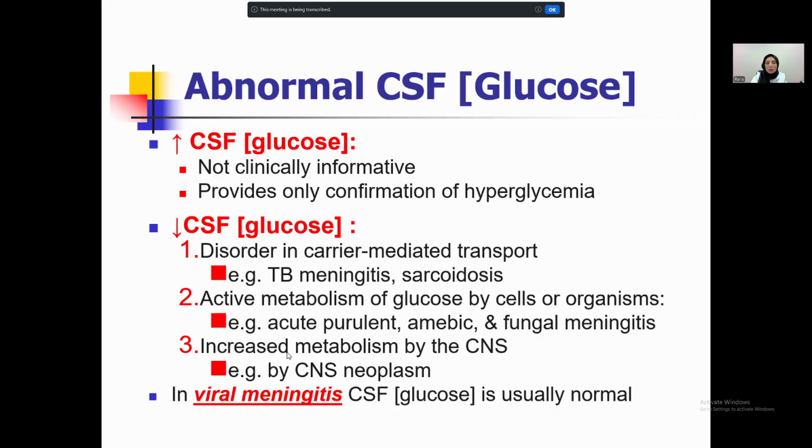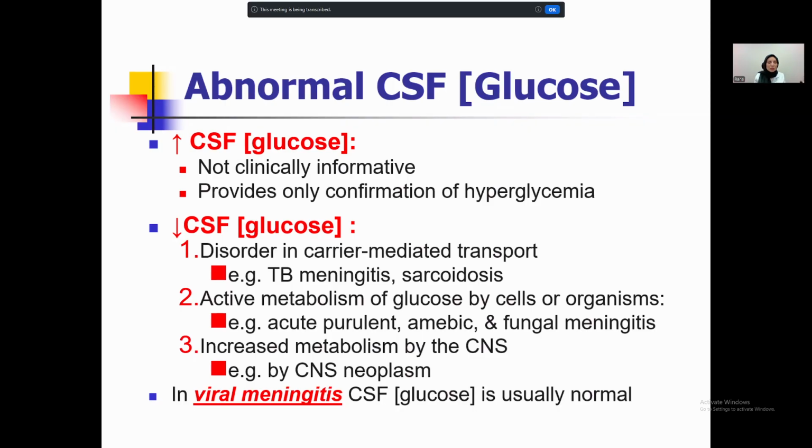Another example is increased metabolism not by an organism coming from outside, but by the CNS itself when we have cancer or neoplasm. When we have cancer, there will be many more cells than the normal CNS cells, and this will increase the metabolism and consumption of glucose. In viral meningitis, the glucose will be normal.